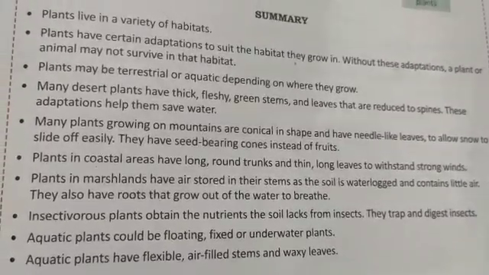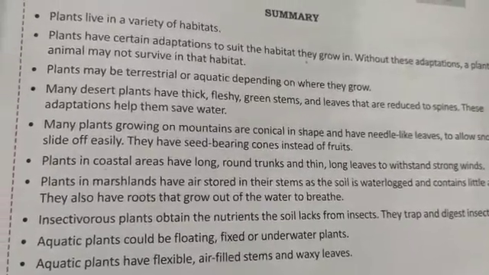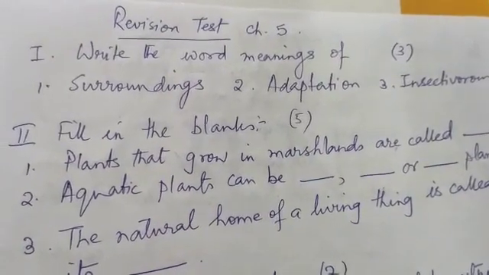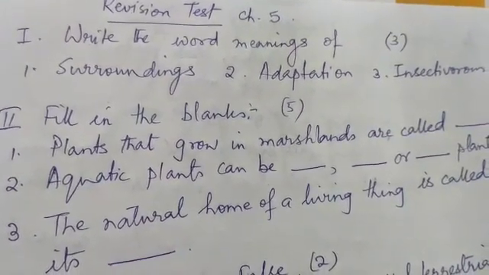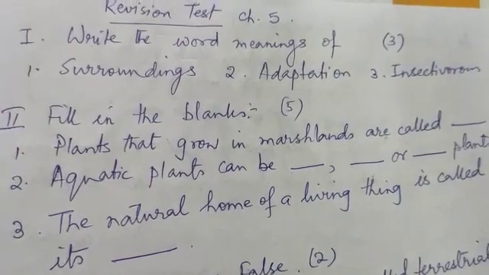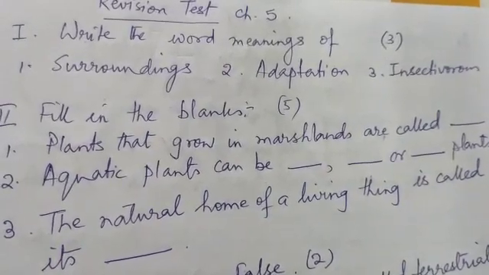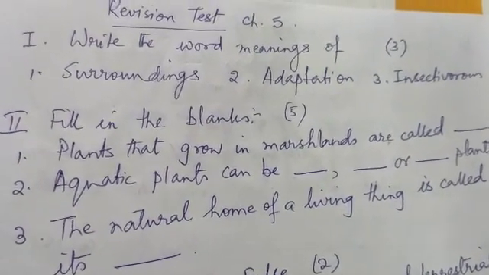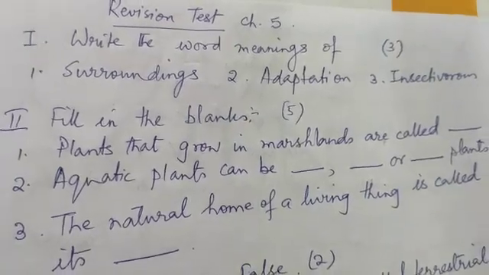Take out your test copy and whatever I am giving you, you will write the test in 2 days and keep it ready. When the school reopens, I will check it. Write today's date. Write revision test chapter 5. Number 1. Write the word meanings of surroundings, adaptation, insectivorous. You will write the words. Students, be honest. You can read it once more, but don't copy from the book and write your test. That is not fair. 3 marks for it.